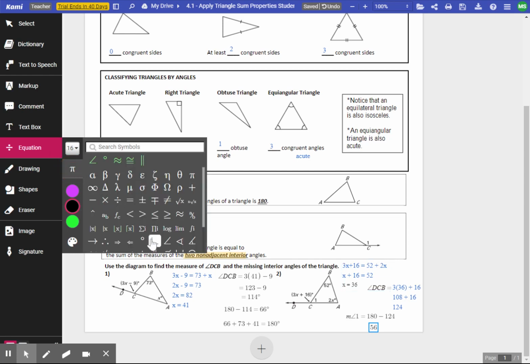I won't do it on paper because I'm out of space here. So 56 degrees for angle 1, but I'm going to do a little mental check with my calculator. I know that the 56 degree angle plus the 52 degree angle plus the 2x angle, which would be 2 times 36, should all equal 180, and they do. All right, thank you. That's it.